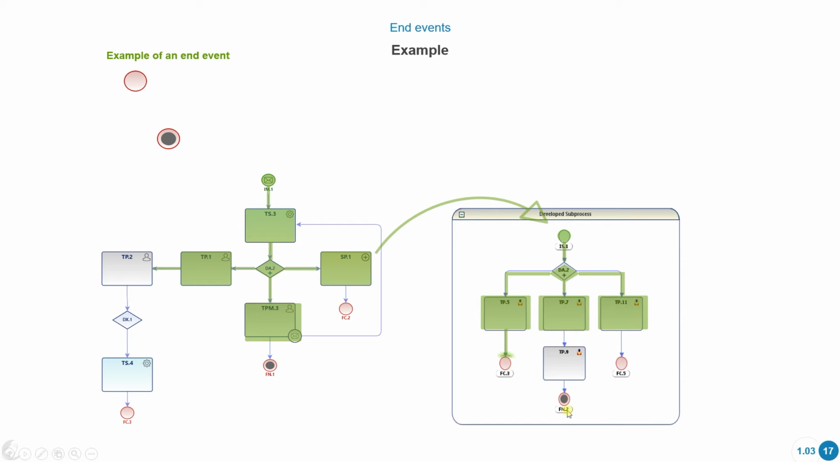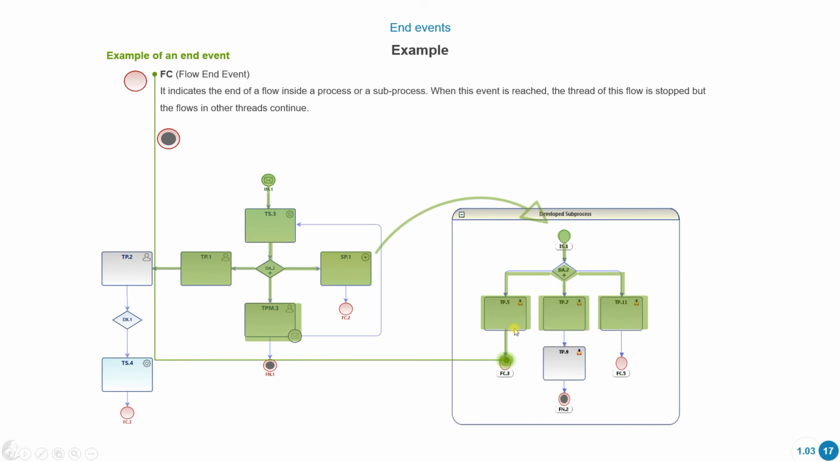Now, the first thing that happens is that this performer finishes their task and the flow reaches this FC. What's going to happen if we reach an FC? Nothing. The only thing that's going to happen is that the flow is going to stop here. It's not going to continue.